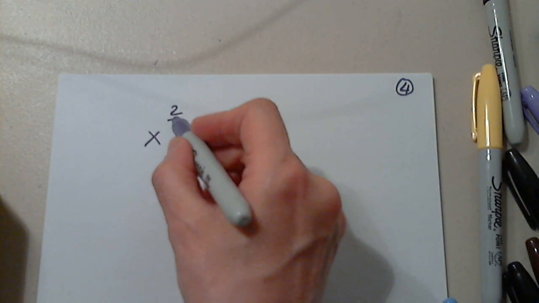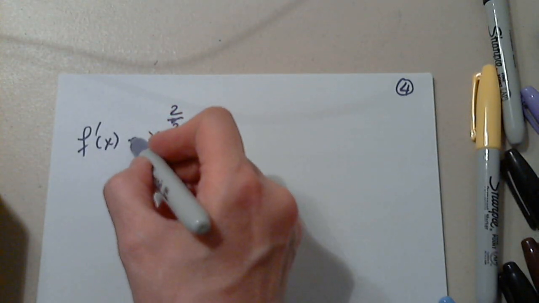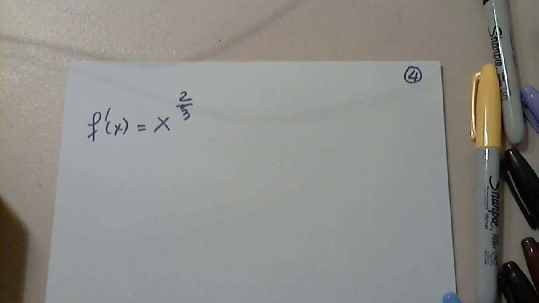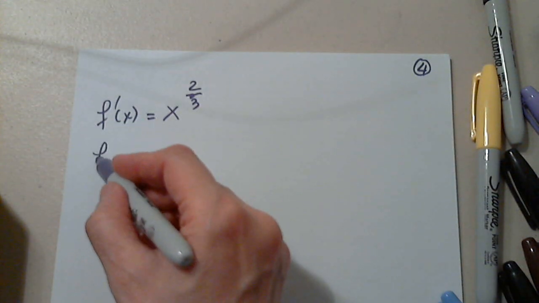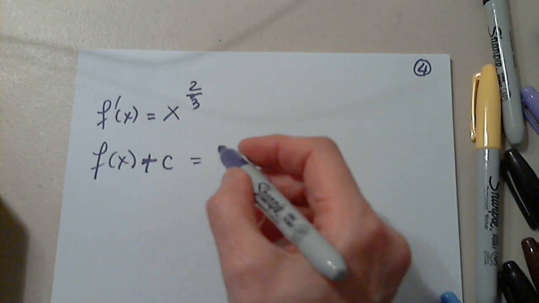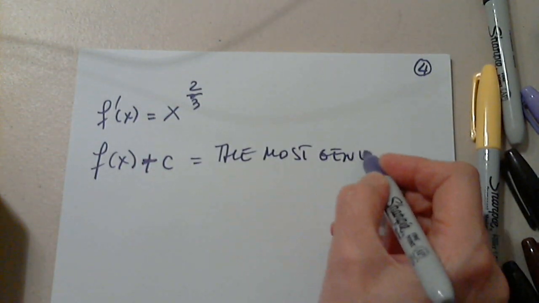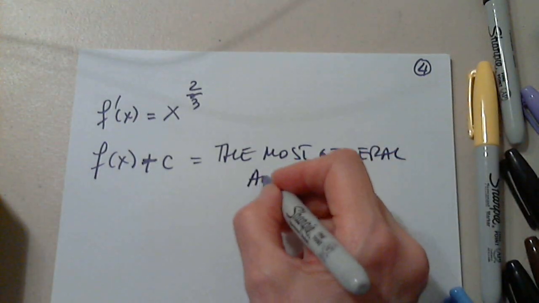What if I have x to 2/3? I am given f prime as being x to 2/3. I'm asked to find f of x plus c, which is the most general antiderivative.